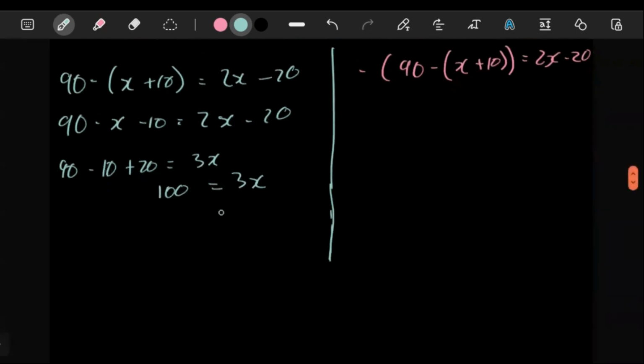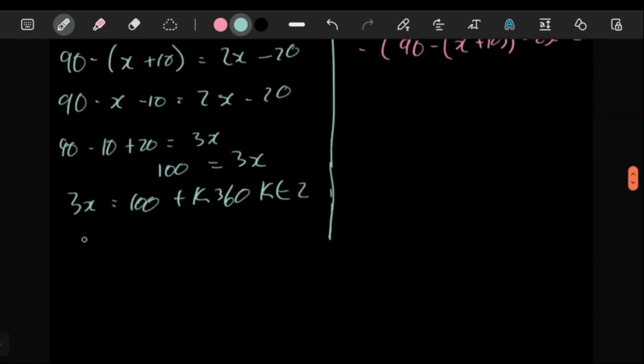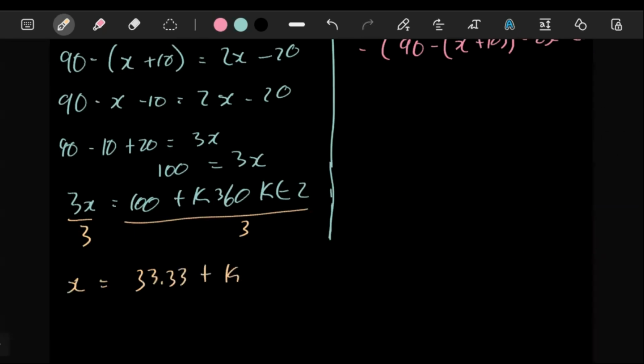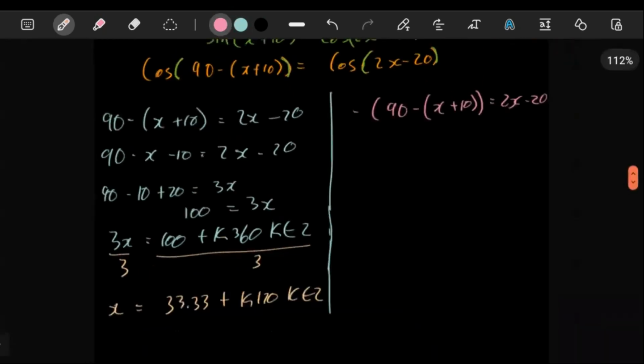So here you have, let's just maybe write this the other way around because it's easier to work with. 3x is going to be equal to 100 plus k360, k is an element of integers. We just wrote the 3x first because it's easier to write it like that. So let's divide both sides here by 3. What you're going to get is x equals 100 over 3 plus k120, k is an element of integers. Perfect. Now with our other side, we're going to do exactly the same thing.